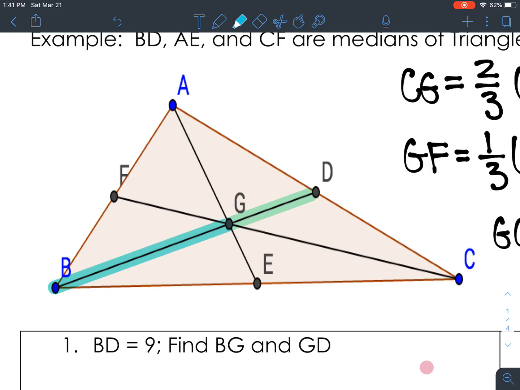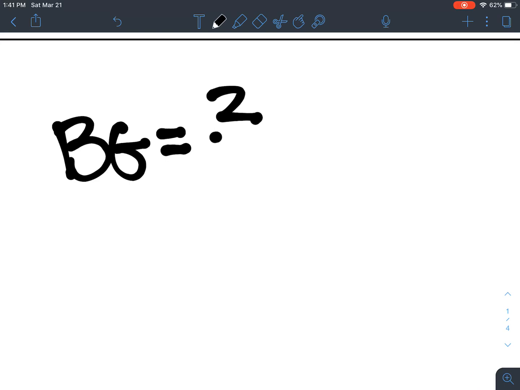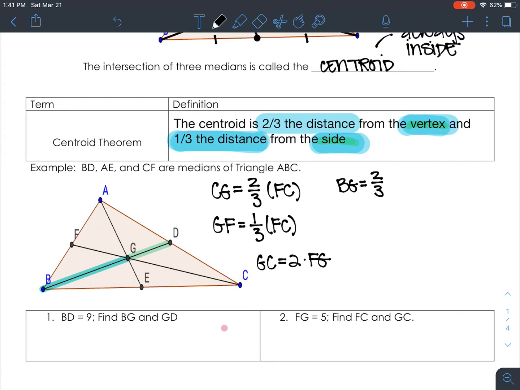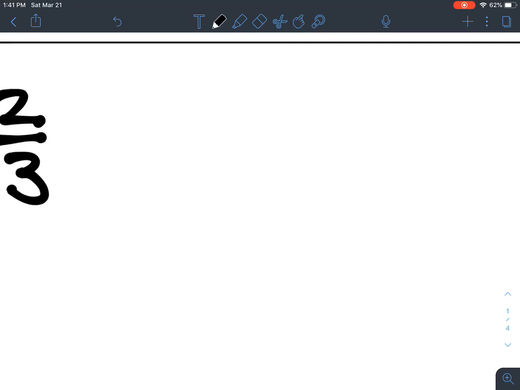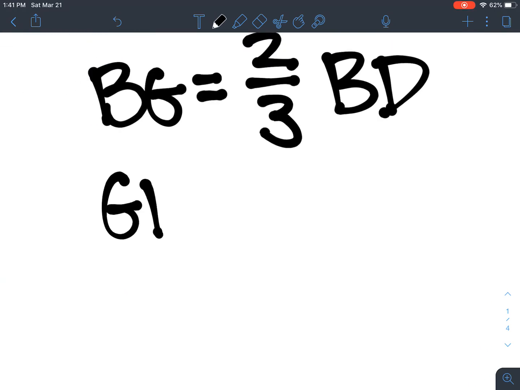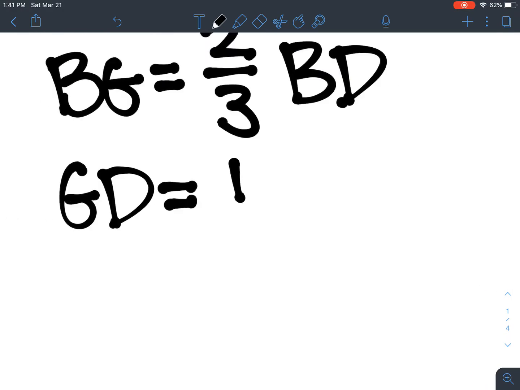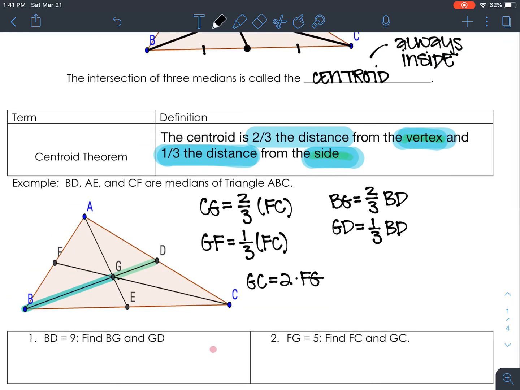BG. BG is the longer segment within the full median, which means it has to have the 2/3. And the fraction always has to go with the full segment, which is BD. Let's now look at GD. GD is the shorter segment within the full median, and the shorter segment deals with the 1/3. The fraction has to go with the full segment, so 1/3 of BD.